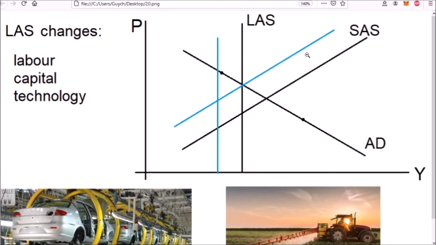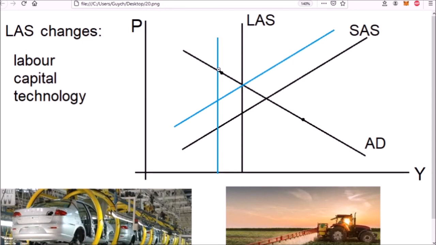Hence, the original short-run macroeconomic equilibrium is over here at the intersection of the black SAS and AD. And the original long-run macroeconomic equilibrium is over here at the intersection of the black LAS and AD. The new short-run macroeconomic equilibrium is at the intersection of the AD and the new short-run aggregate supply curve over here. And the new long-run macroeconomic equilibrium is at the intersection of the AD and the new blue LAS over here.